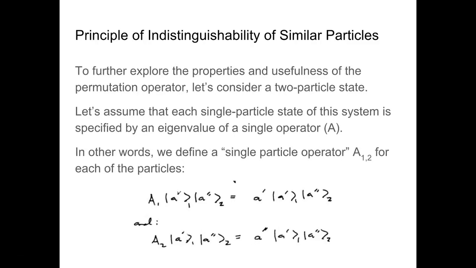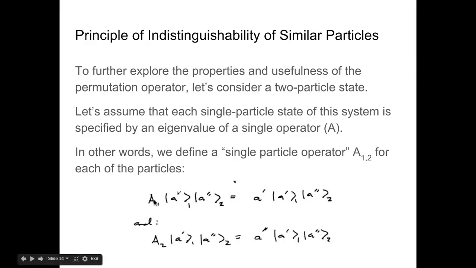So let's consider our two-particle state. And again, we're going to assume that these two particles, which we're going to write as two single-particle states, and let's assume for concreteness that these states are eigenstates of some particular operator, and let's just call that operator A. But each particle has their own version of this operator A. So I have an A1 that operates on kets that live in the space that particle 1 lives in, and I have an A2 that lives in the space that particle 2 lives in.